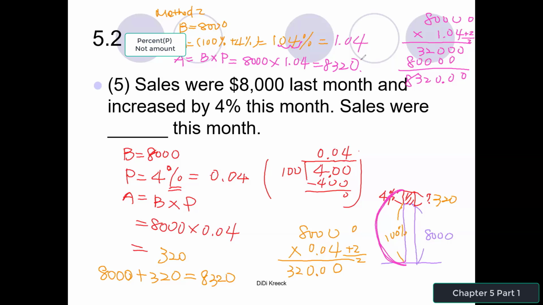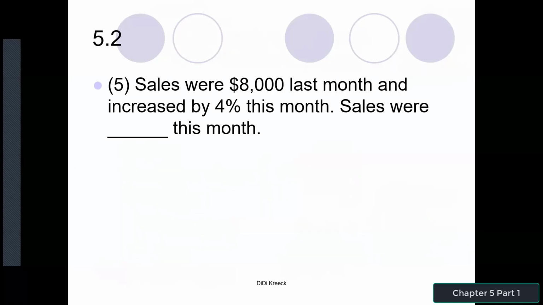So if I use the 4%, multiply that by the base, I'm only finding this amount. But if I look at the whole percentage amount right here, I can find the amounts that represent that new percentage. So there are multiple ways to figure out a problem like this. Okay. So the answer for problem number 5 in 5.2 is 8,320.